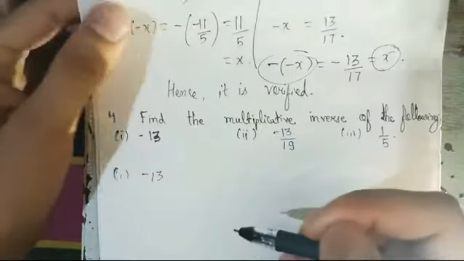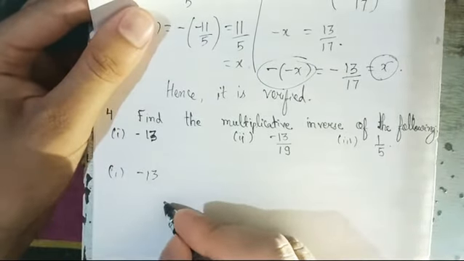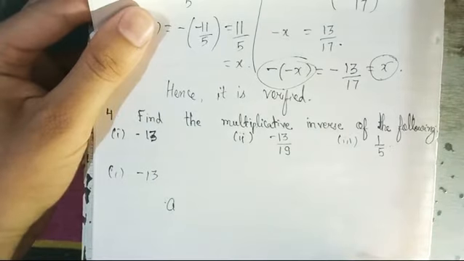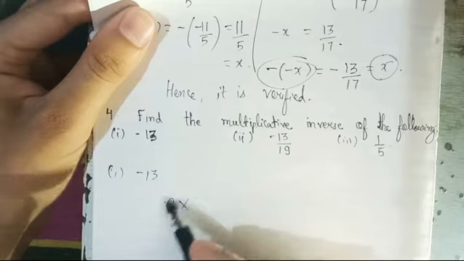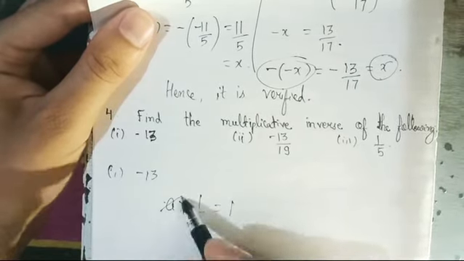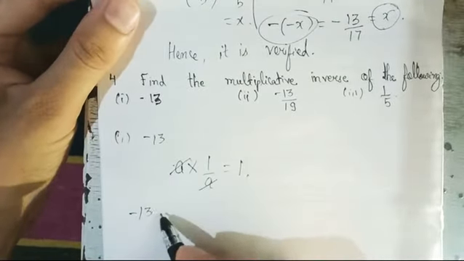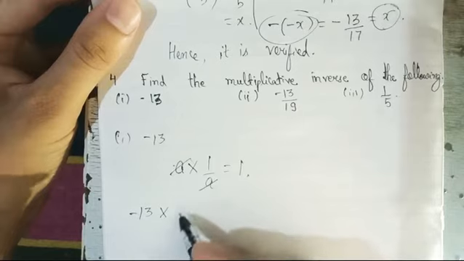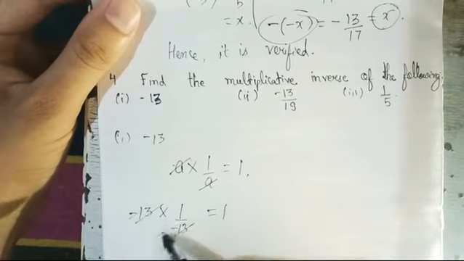What we have discussed about multiplicative inverse is that suppose a number a is there, and we have to obtain its multiplicative inverse, then we have to multiply it with the inverse of this number. Inverse means reciprocal, and then the answer will be 1. So here also minus 13 is there. So what will be the inverse of minus 13? 1 upon minus 13. Okay, and the answer will be 1 because both the values will cancel out.